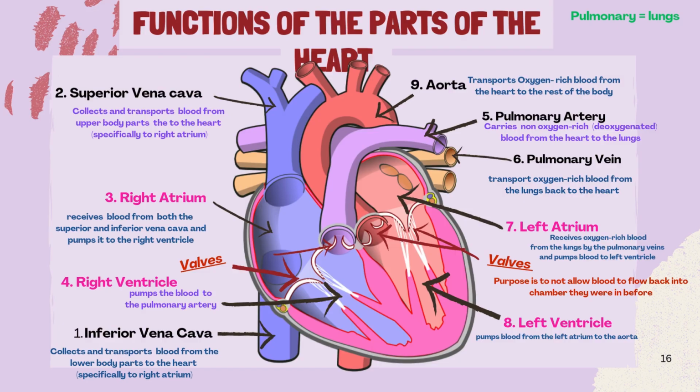Now, what does the aorta do? The aorta is the main artery that transports oxygen-rich blood from the heart to the rest of the body. Now, in the next slides, we're going to be learning which parts of the heart will be transporting oxygenated and deoxygenated blood.